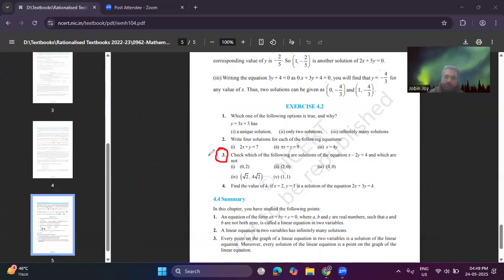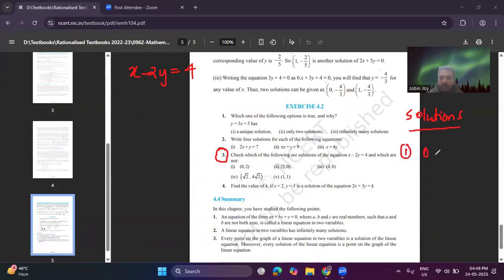Next question, check which of the following are solutions of the equation x minus 2y equal to 4. This is the equation given and there are solutions given. We have to try whether these are the solutions of the given equation.